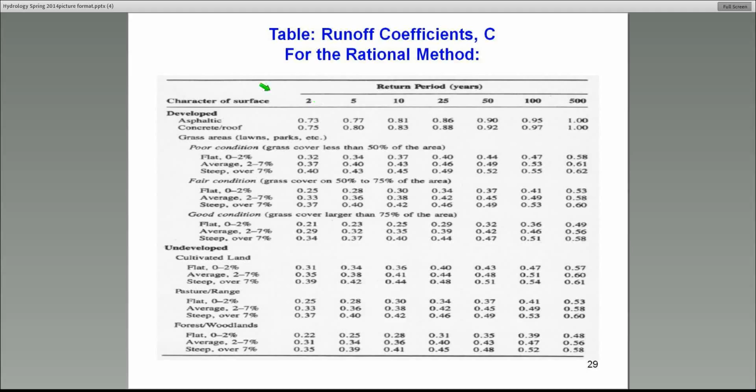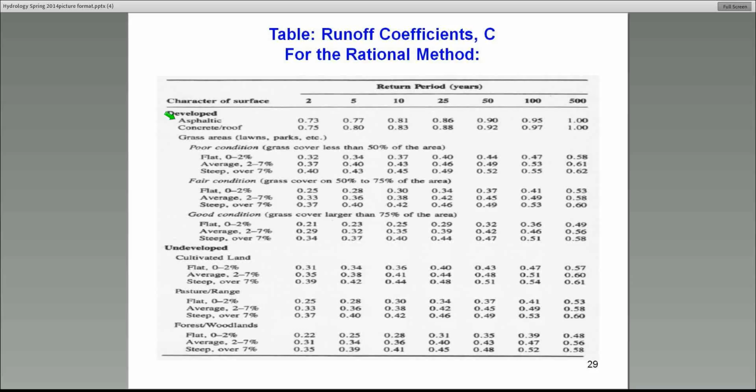So moving on, here's the table where you can get the rational method runoff coefficient C from. Notice it is a function of land use in the first column, and in the first row on top, it's also a function of return period. What they found is the runoff coefficient C increases, meaning there's more runoff, as the storm intensity increases. A 100-year storm, for example, will produce more runoff than a 5-year storm. That's why the runoff coefficient for the same type of surface, in this case an asphaltic surface, is higher for a 100-year event than for a 5-year event.